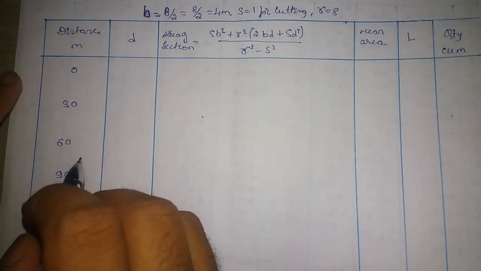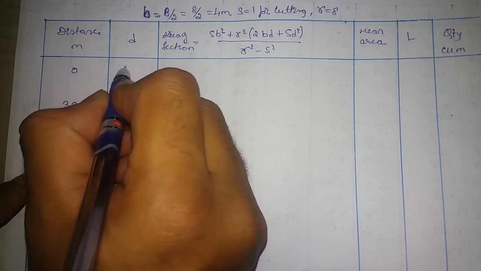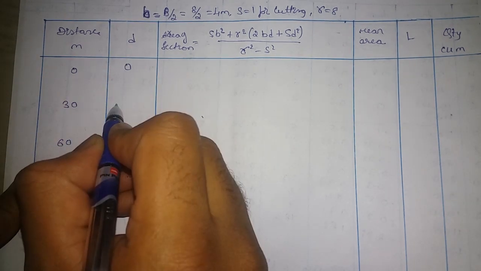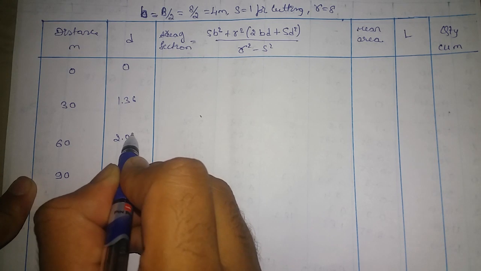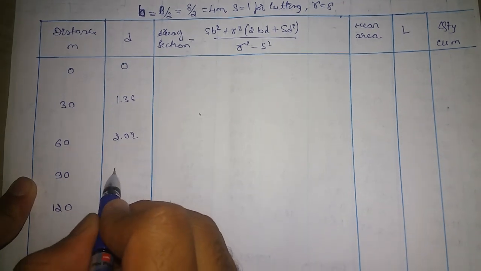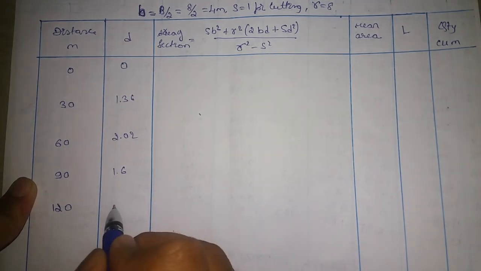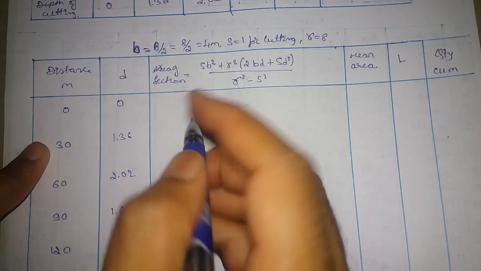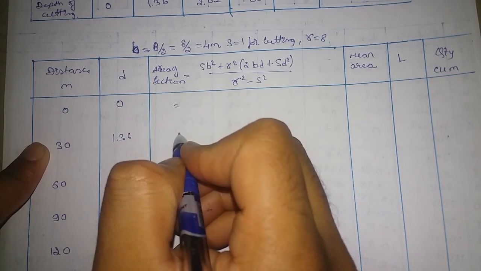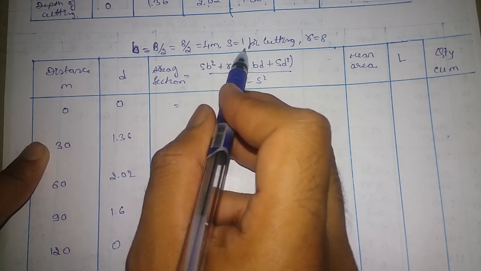Whatever depth you got, you just note it down. That is, for 0 distance you got 0, for 30 meter you got 1.36, for 60 you got 2.02, at 90 meter you got 1.6, and at 120 you got 0. So now what we need to do is substitute this value and get that value. Substitute as it is from the part. So what you got is 1 for cutting.